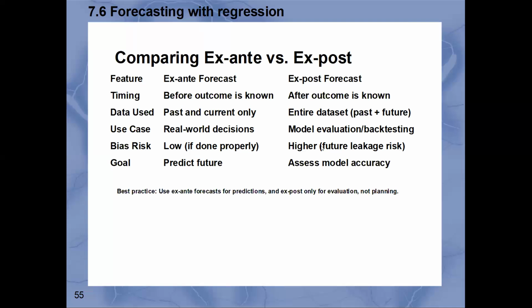So if we are so convinced that we've modeled the historical data exactly, then we might be tricked into thinking our model will predict the future very well. And the goal here is to predict the future, and here is to assess model accuracy.